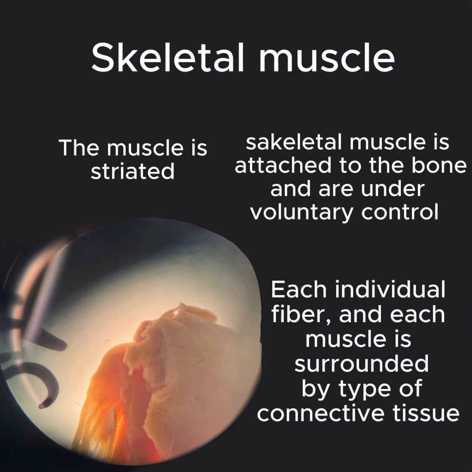Here is more information about the skeletal muscle. The muscle is striated. Skeletal muscle is attached to the bone and is under voluntary control. Each individual fiber and each muscle is surrounded by a type of connective tissue.